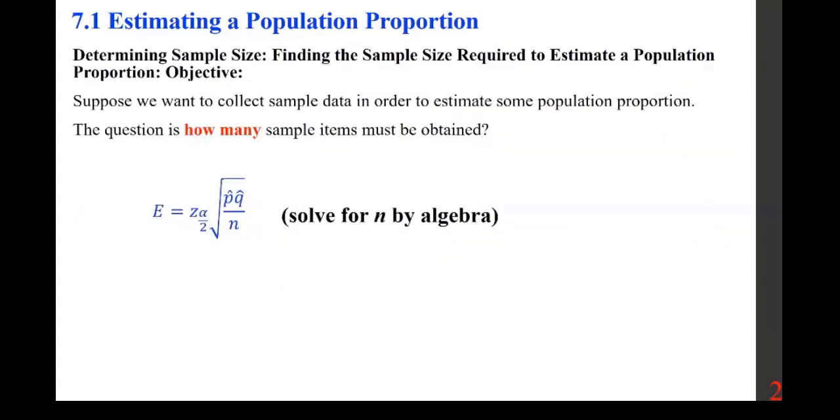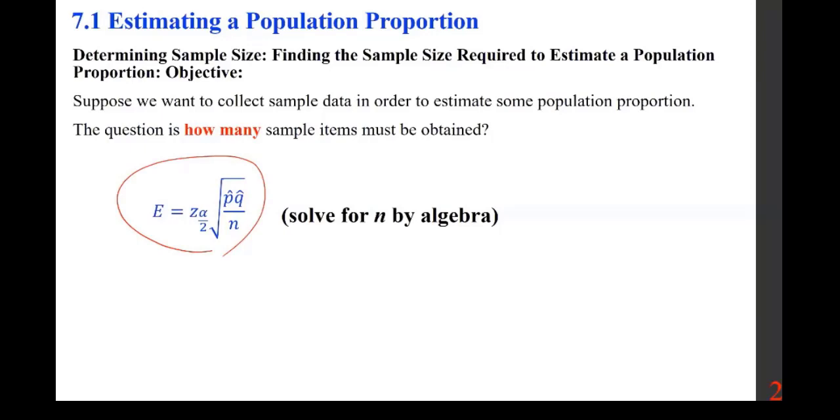Suppose we want to collect sample data in order to estimate some population proportion. How many do we need? What should be the sample size, in order to be sure that the margin of error is no more than whatever we decide? So the margin of error, we don't want it to be large, remember that.